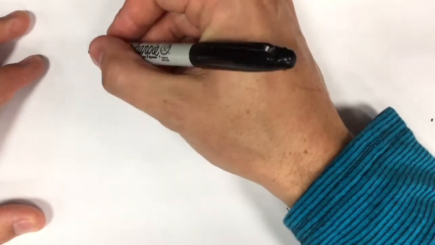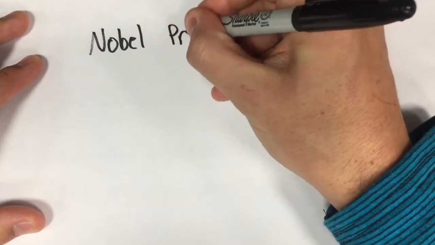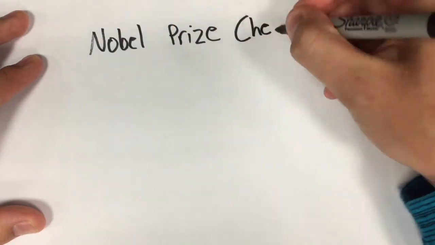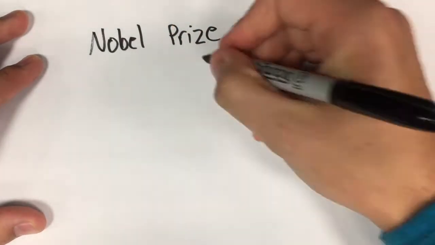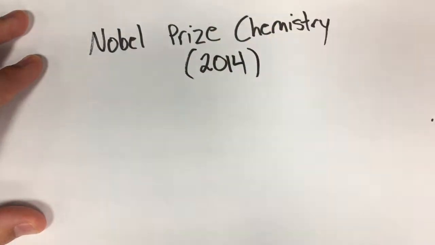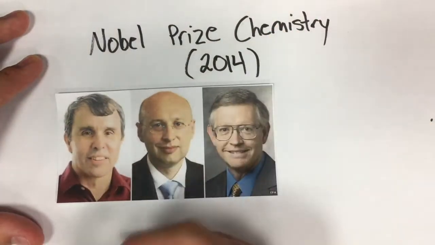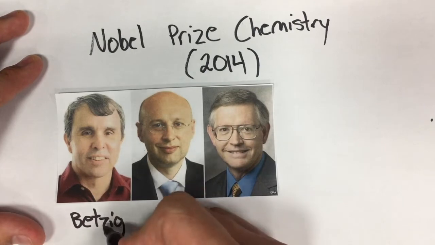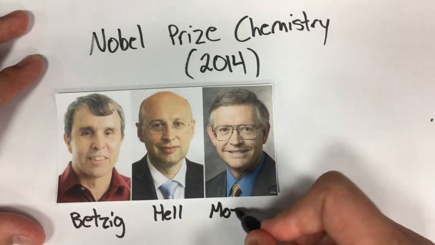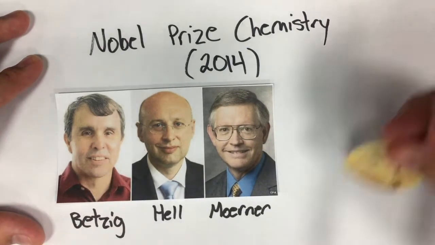The advancements in optical microscopy to become super resolved were awarded the Nobel Prize in Chemistry in the year 2014. These were awarded for the work by Dr. Betzig, Dr. Hell, and Dr. Moerner for their work in super resolution microscopy.